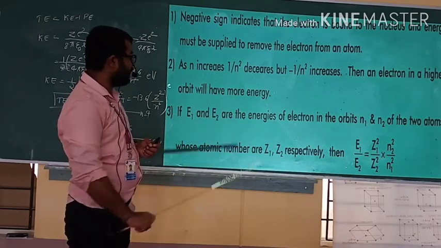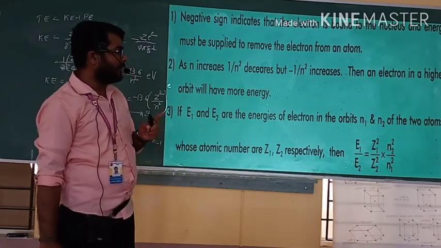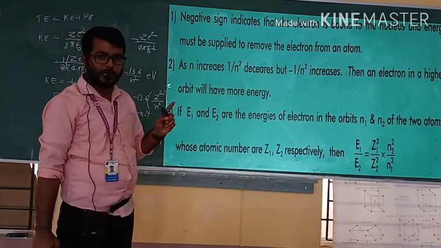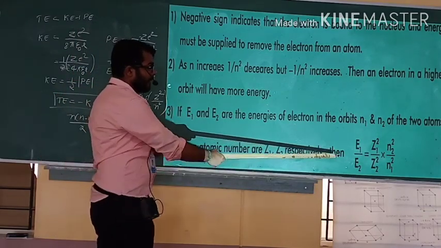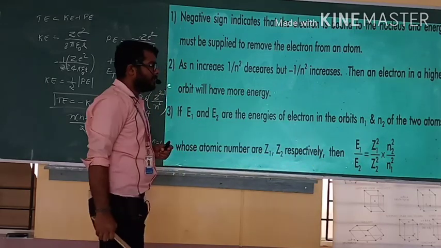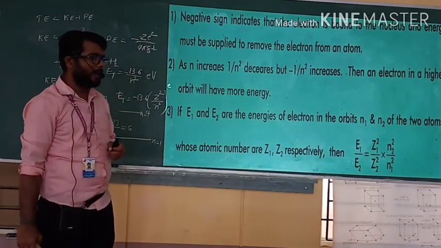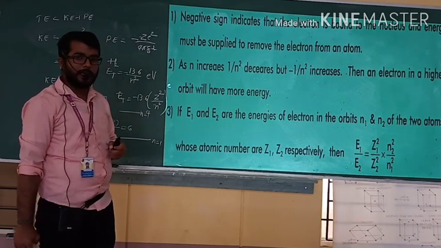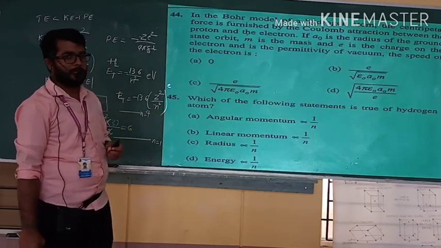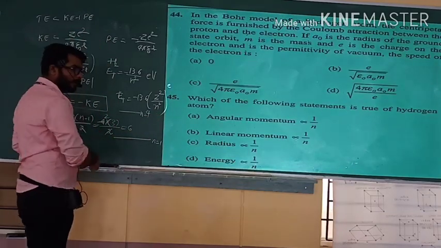And if E1 and E2 are the energies of the electron in the N1 and N2 states, you can write E1 divided by E2 as Z1 square divided by Z2 square into N2 square divided by N1 square. Okay, final equation. Yes. So now we can discuss some problems.